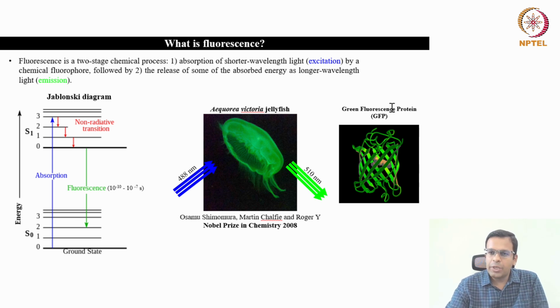And why does this particular protein give the fluorescence? Because of some specific arrangement of the 3 amino acids which produce this kind of fluorescence phenomenon. So that we will study in some of the next classes. But because of the presence of green fluorescent protein, this jellyfish Aequorea victoria gives green fluorescence in the seawater.